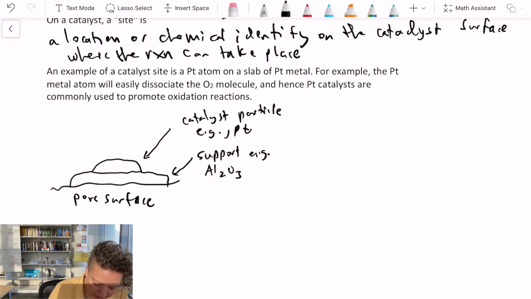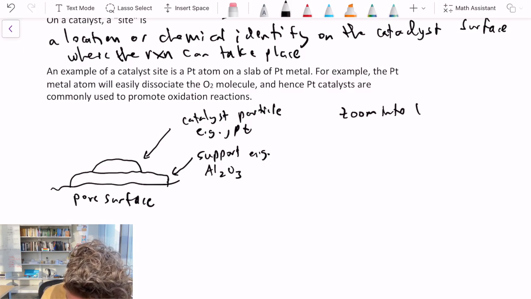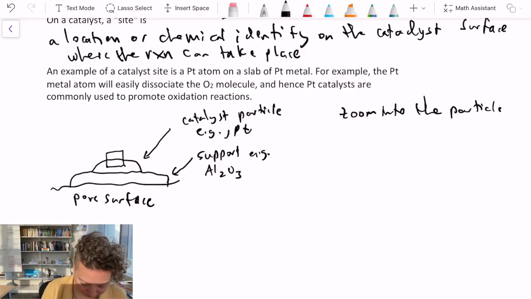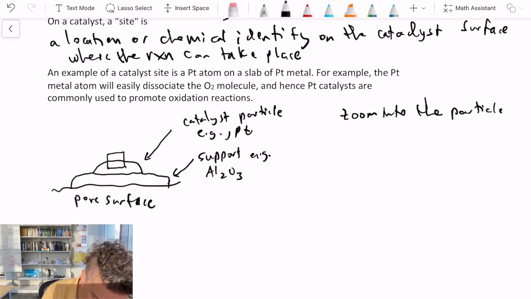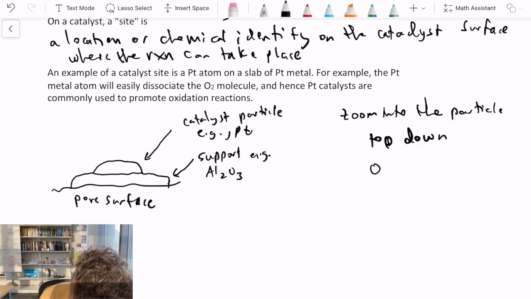And this platinum particle here, this is just a chunk of platinum metal. Probably a pretty small chunk. They tend to be on the order of nanometers, maybe like 1 to 10 nanometers in size. And so if we zoom in, maybe we are going to zoom in to like that region. If we zoom in, what we're going to see from the top is a bunch of metal atoms.